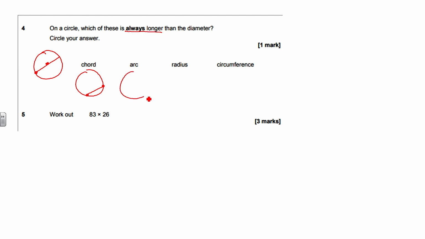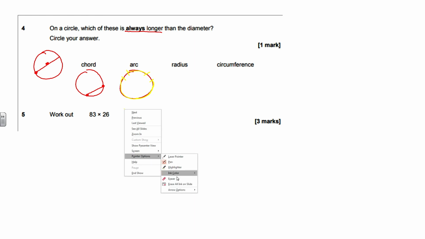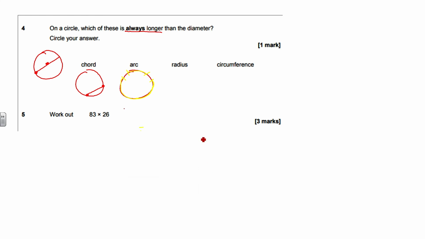Now, an arc on a circle is a line that goes through part of the circumference. So it could be that we have what's called a minor arc, which is less than halfway around the circle, like that. Or it could be that we have a major arc, which goes more than halfway around, like that one. But that means that it could be longer than the diameter, but it could also be shorter. Our question asks us for something that's always longer. So we can't really justify either of those as being always longer, because it could be shorter, could be longer.